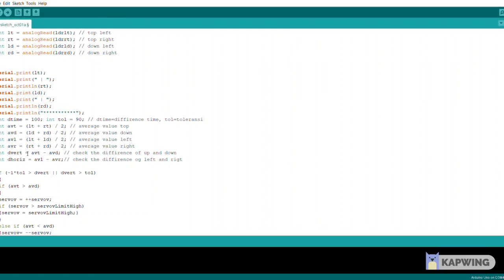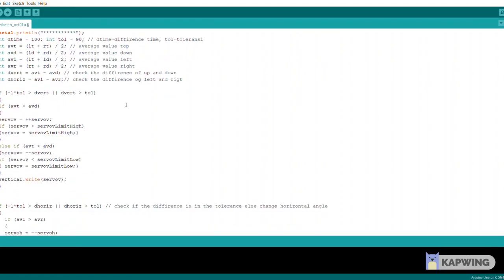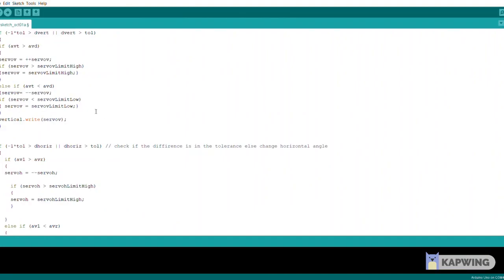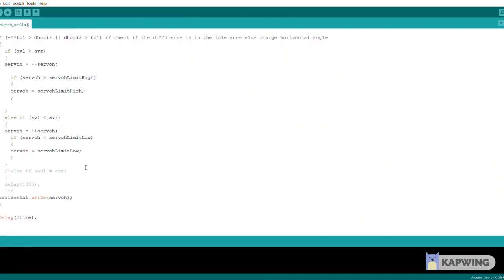Now we have taken these 4 averages. Now we will have two differences, the difference vertical and the difference horizontal. Now we have used these if statements so that we can determine whether our servo motor will go up, down, left or right. Accordingly, we will give the right command to the servo vertical or to the servo horizontal, so that our servo can move accordingly.